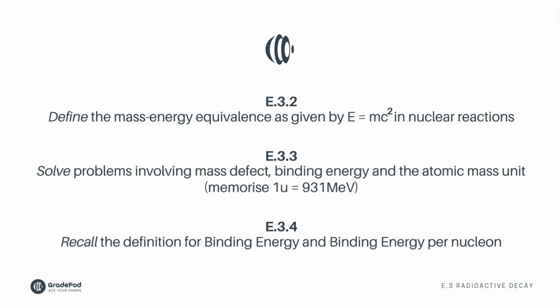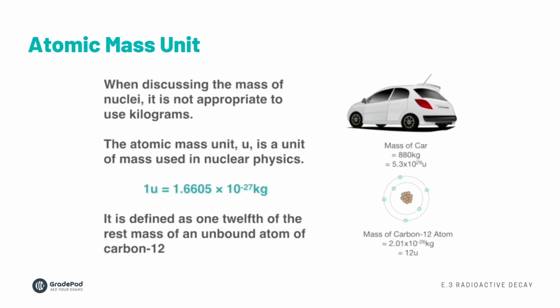Now we know what an isotope is, I'm excited because we're about to find out about Einstein's equation, E equals mc squared, the ultimate physics equation. What the heck is it, and what does it mean for the IB physics exams? Let's go and find out. We'll start with the definition of the atomic mass unit, u.